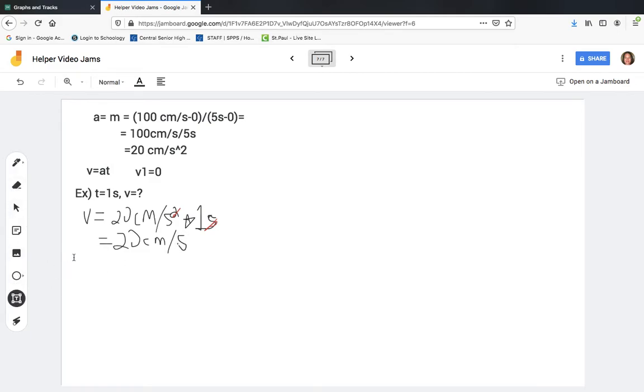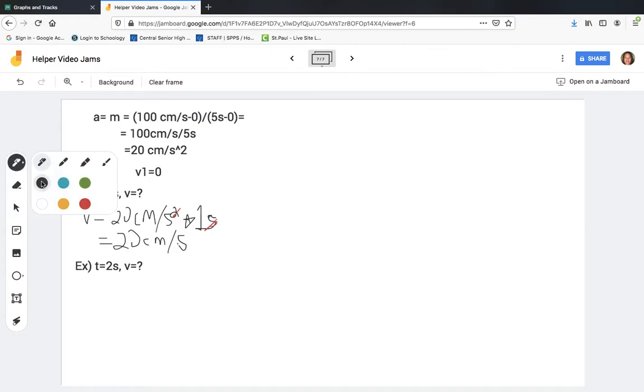Now if I make this a little bit harder, let's try an example of time equals 2 seconds. What's our v? So we have the same equation, we have the same acceleration, but now instead of inserting 1 in for time, we're going to insert 2 seconds. So 20 centimeters per second squared multiplied by 2 seconds.